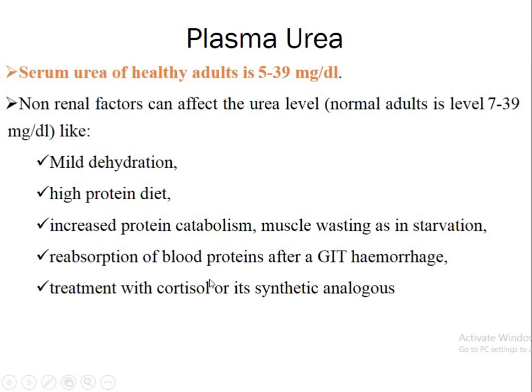Again, as you know, cortisol has a protein catabolic effect. So the patients who are treated with these steroids will have higher blood urea levels. These steroids are required in various clinical situations like bronchial asthma or to control allergic conditions. In those patients, these steroids are given regularly, so that may again cause increased breakdown of proteins and higher plasma urea concentration.